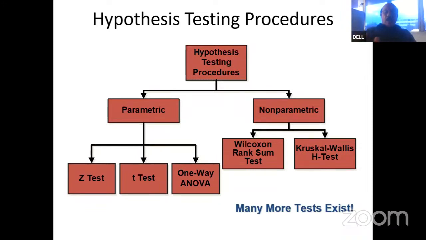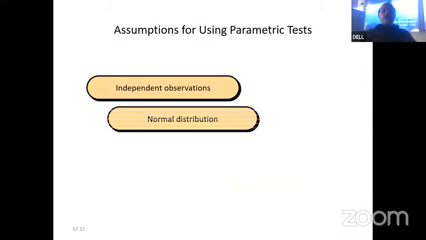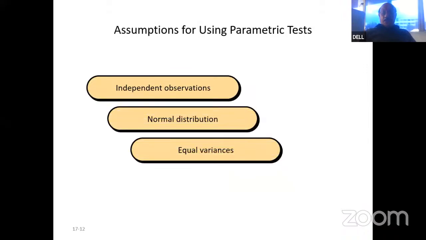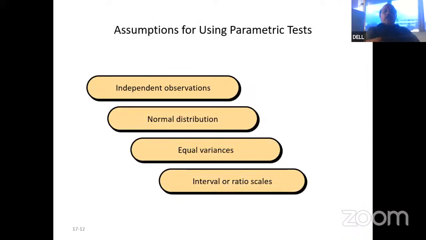So usually we are going through whatever tests are presented in that particular slide. Let us go through that. So, assumptions of using parametric tests. For any type of test, there are certain assumptions. One is independent observations.